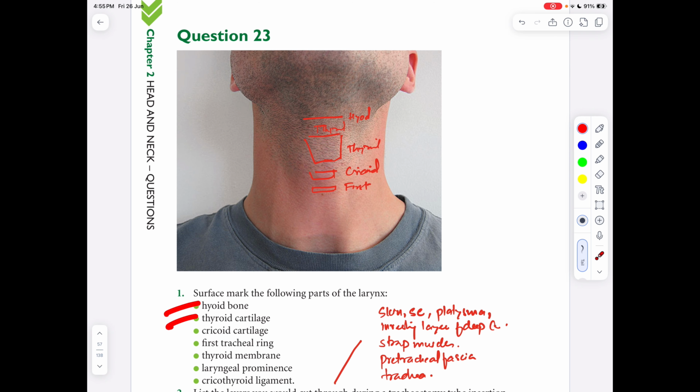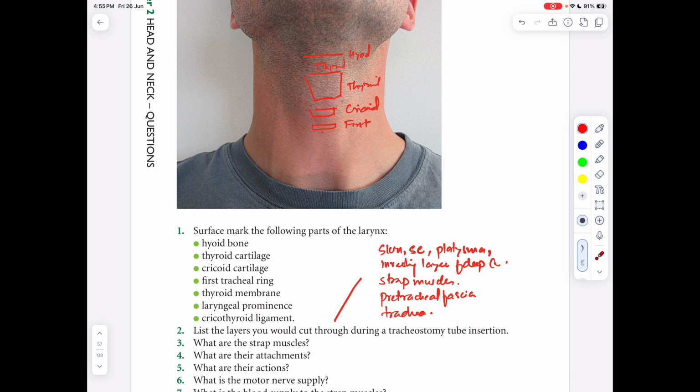Then below is the first tracheal ring, thyroid membrane. The laryngeal prominence is also called the thyroid, cricothyroid. In between the cricoid and thyroid is the cricothyroid membrane, where the puncture is done. These are the layers that you would cut through in a tracheostomy. So this is a commonly asked question.